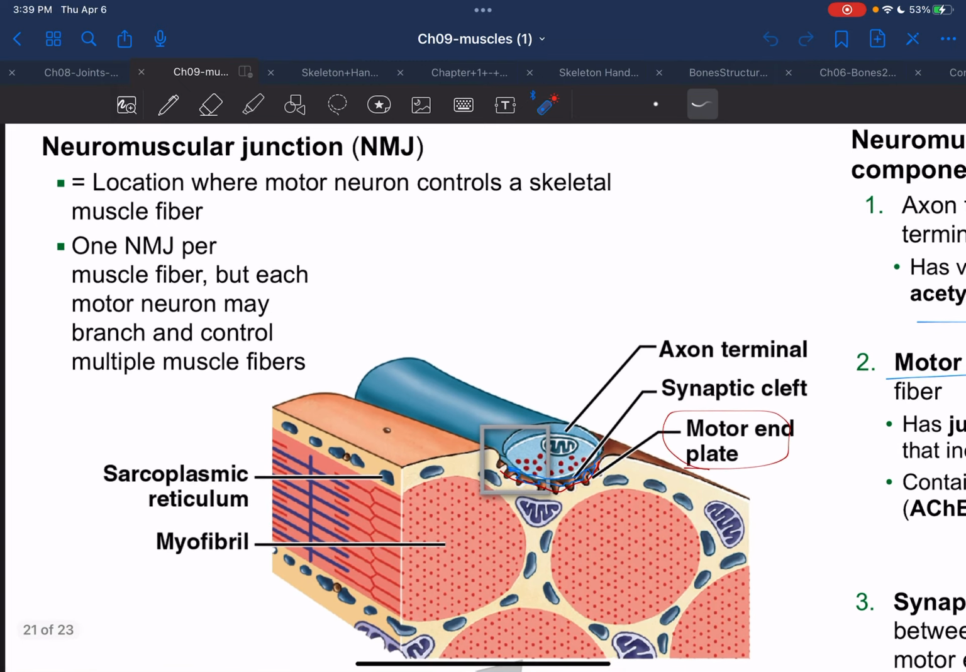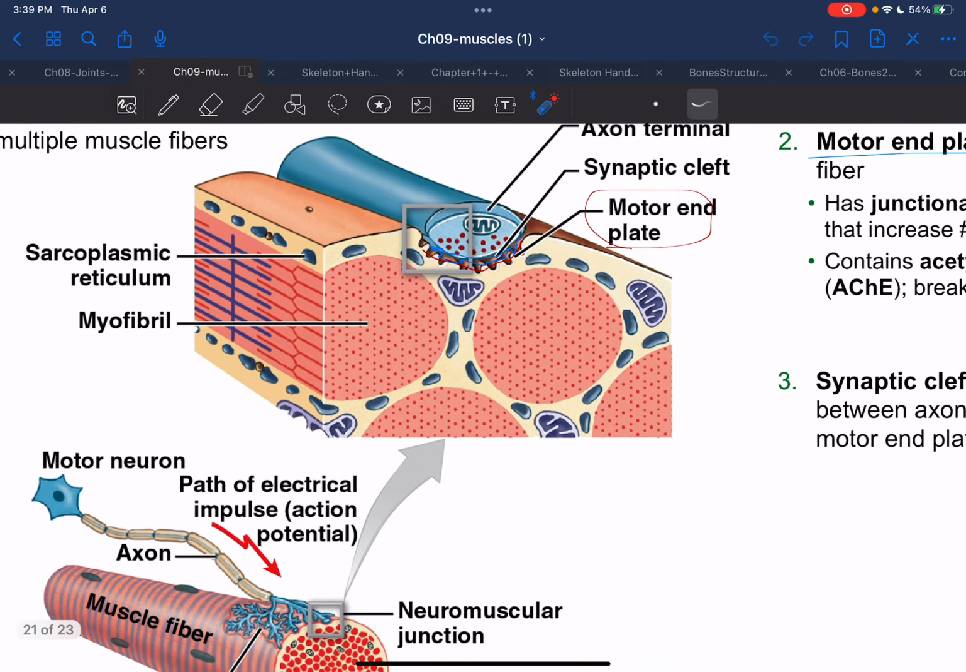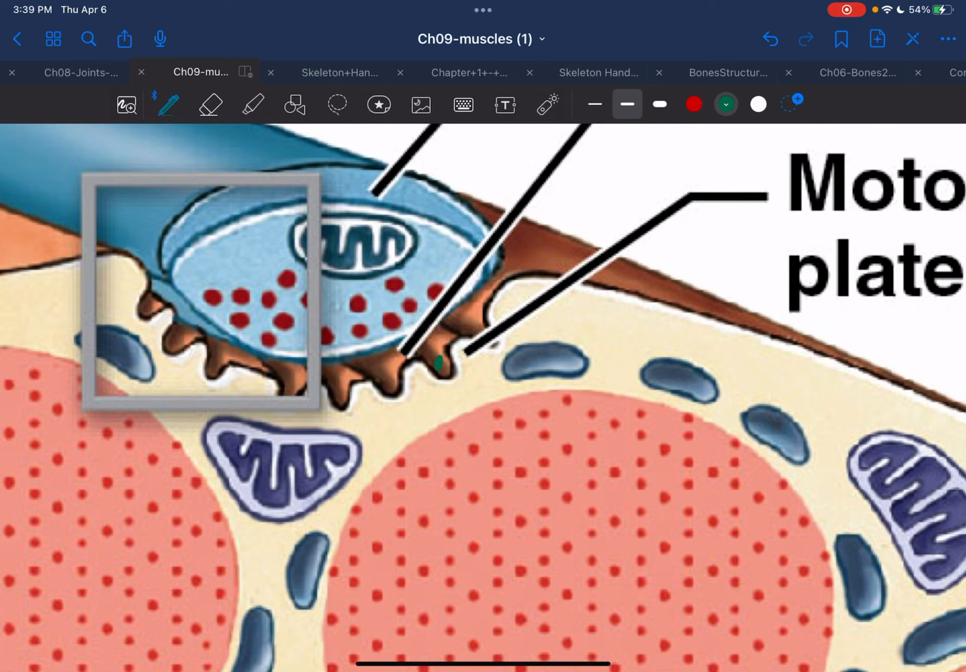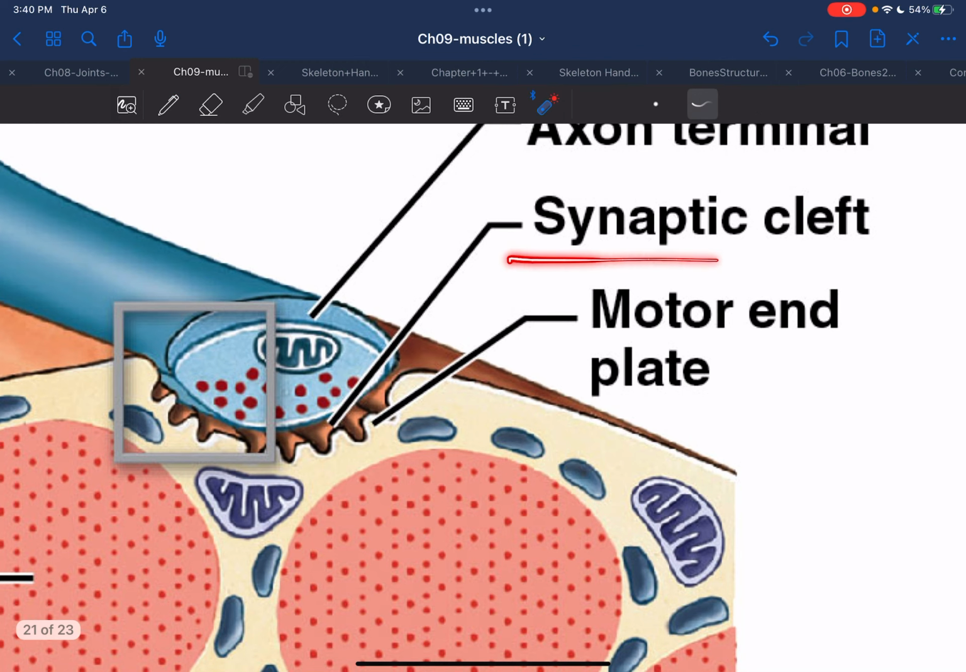So, little details. When we look at the ending of that axon terminal, the space inside forms a little cleft, a little empty space. There's fluid in here, so it's not dead space, but it's empty because there's no sarcolemma here. There's no muscle there. It's just a space for them to communicate. And that's referred to as the synaptic cleft.